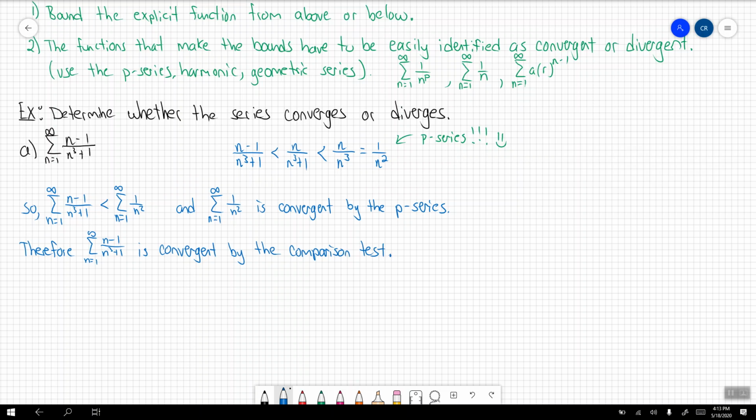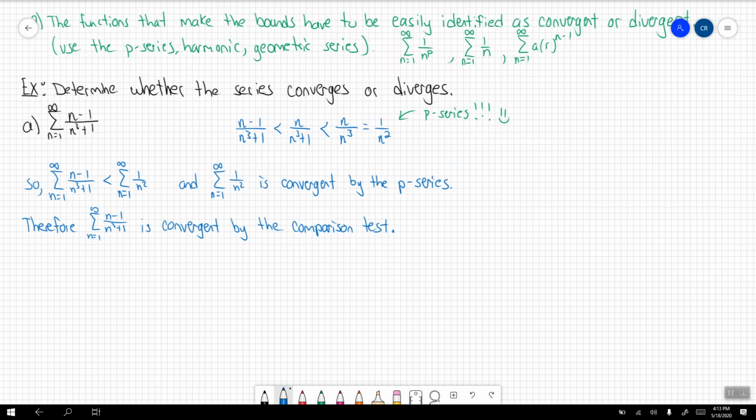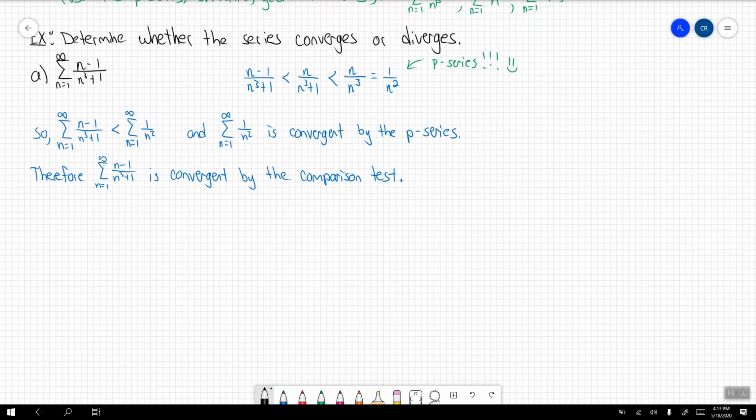And there we have it. That is how we're using this comparison test, which again, we have to build a comparison. If we build a comparison, then we then have to analyze which series is diverging, which one is converging. All right, so far so good, hopefully. All right, so that was part A. Let's go on to part B.